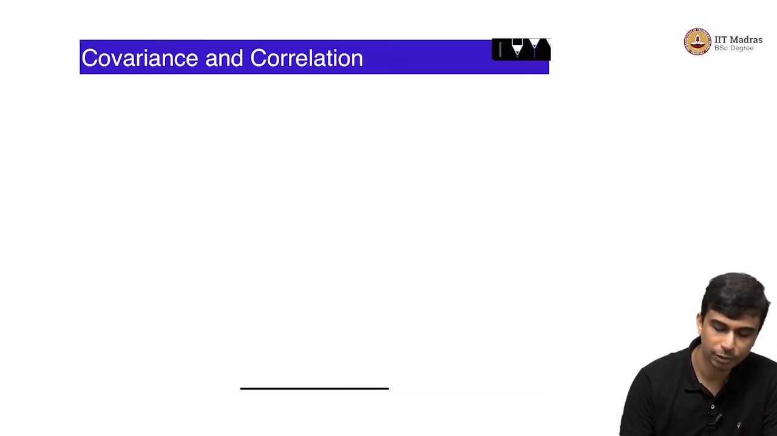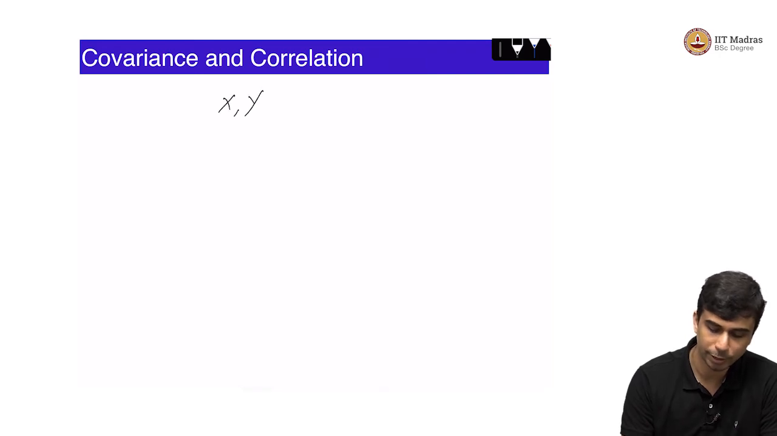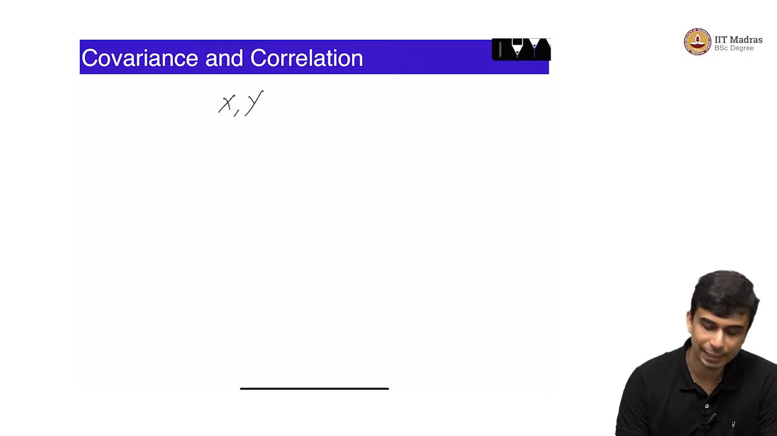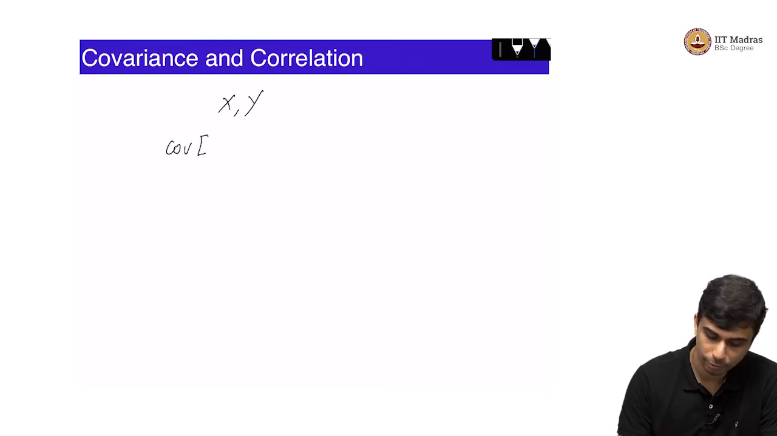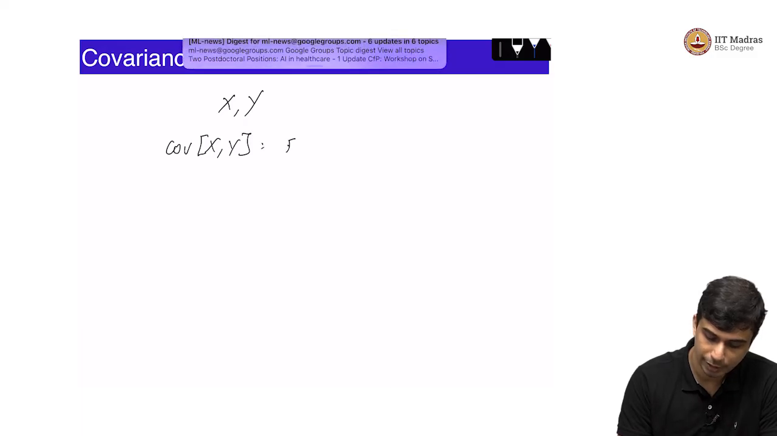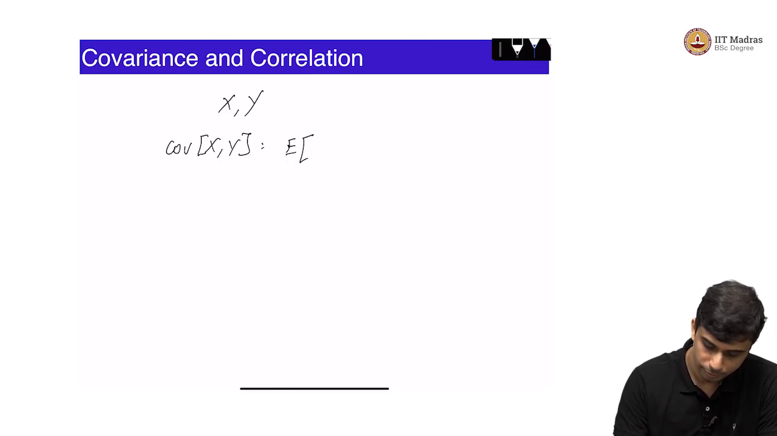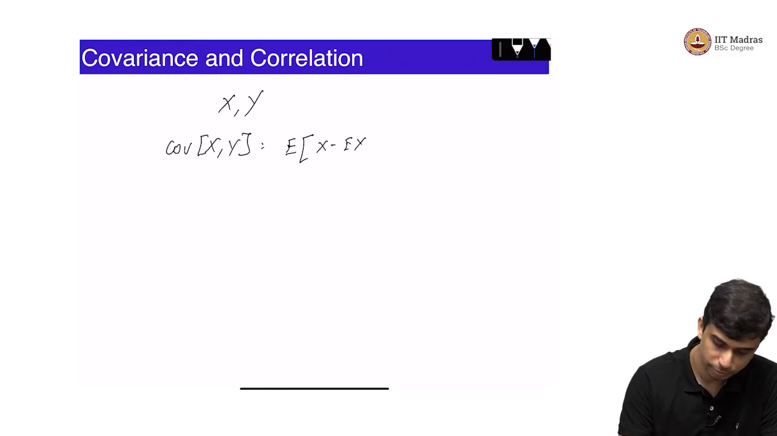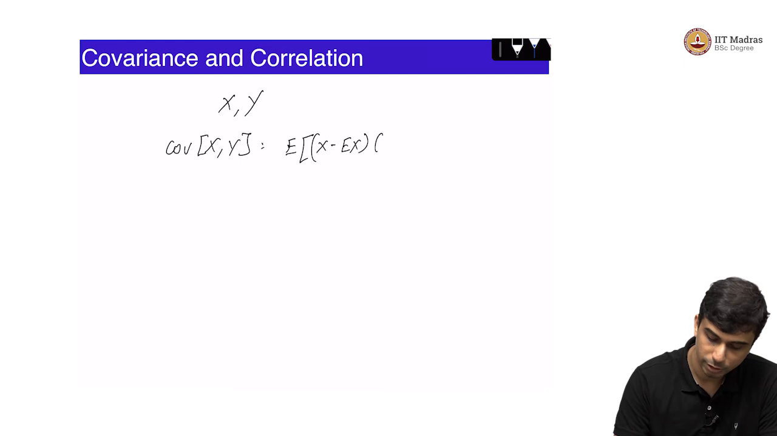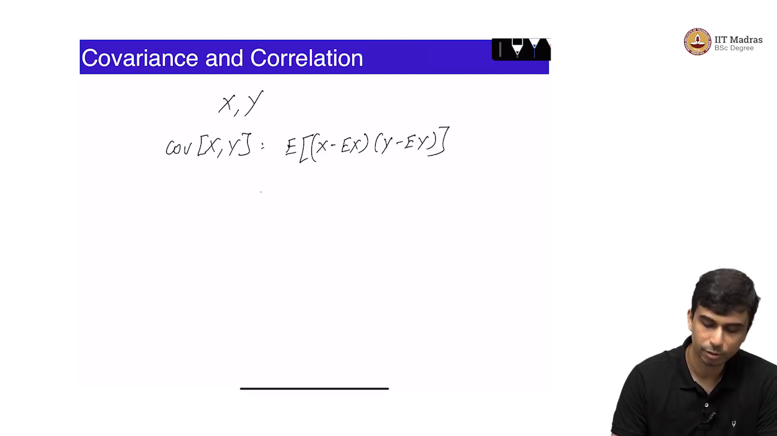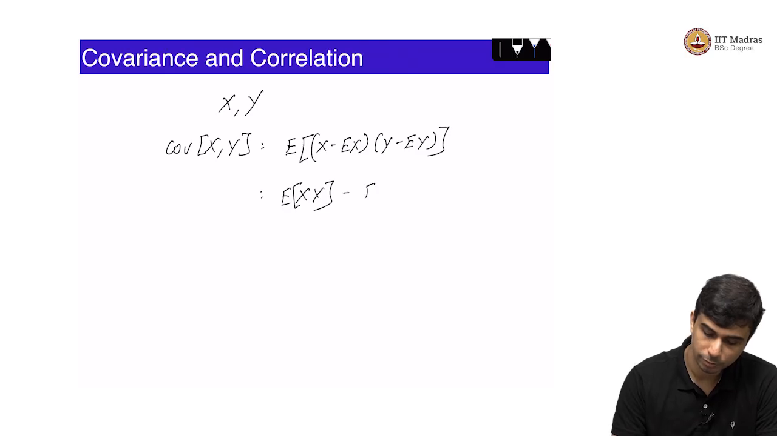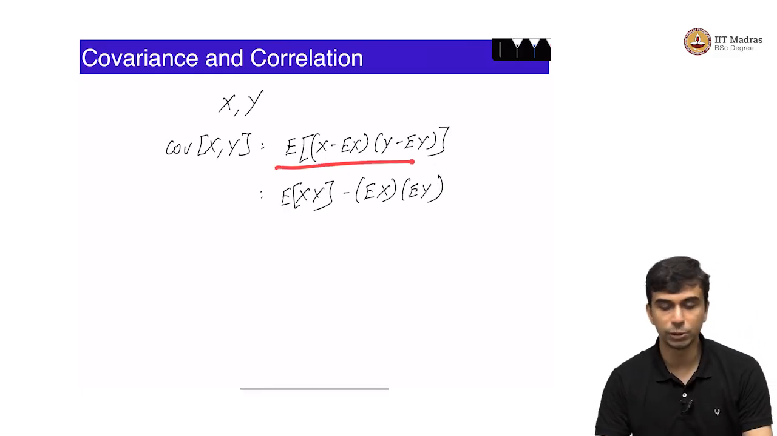Let us define the covariance of 2 random variables. Let us say you have x and y. We have already defined this for the case of discrete random variables, it is exactly the same definition. The covariance of 2 random variables x and y is simply exactly equal to the expected value of (x minus Ex) into (y minus Ey). This we have already seen is exactly equal to expected value of xy minus expected value of x into expected value of y. This is just a simplification using linearity of expectation.